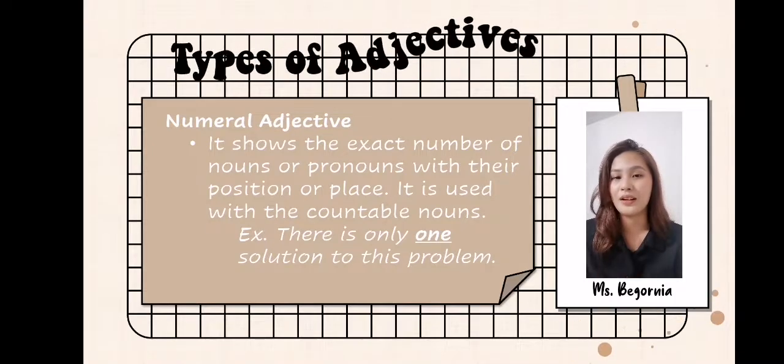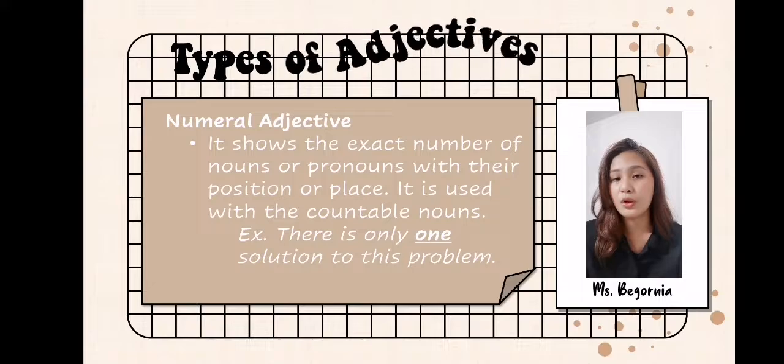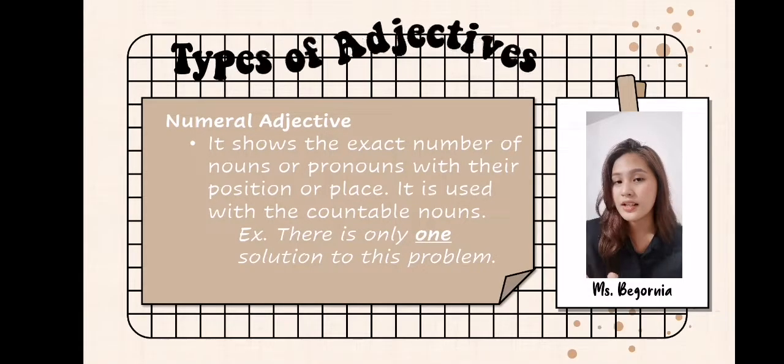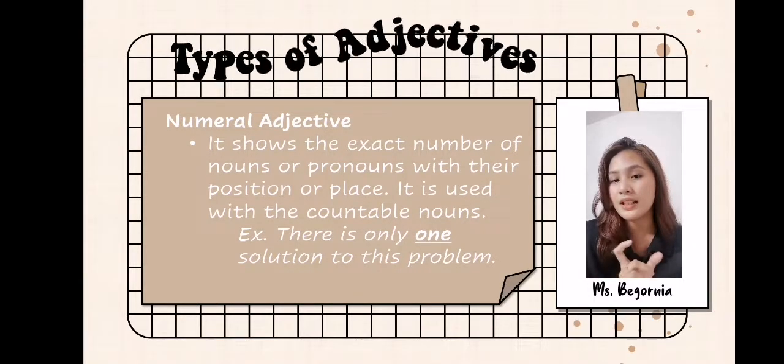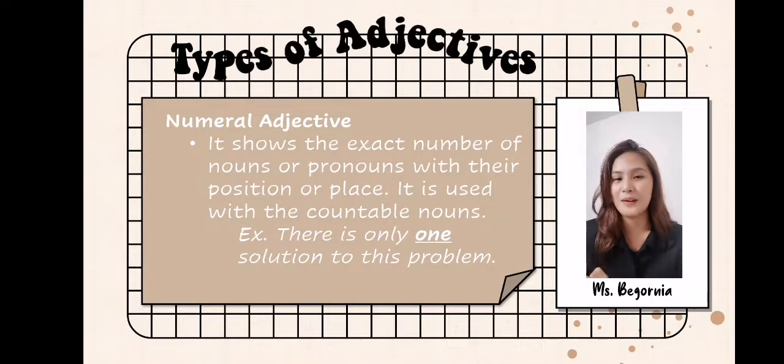For example, there is only one solution to this problem. The numeral adjective one describes how many solutions there are to this problem.